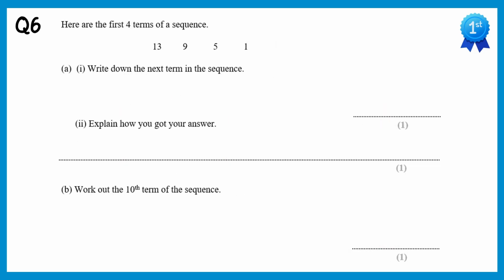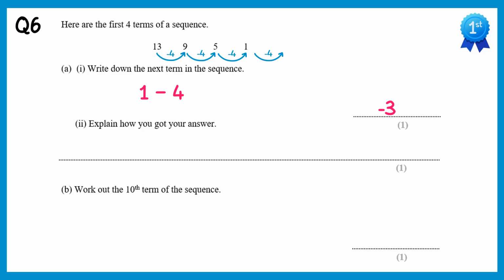For this question, we need to write down the next term in the sequence. So first of all, let's work out what we do to get from one term to the next in this sequence. In all of the cases here, it's subtract 4. So to work out the next term, we're just going to take away 4 from the last one, so 1 take away 4 gives you negative 3.